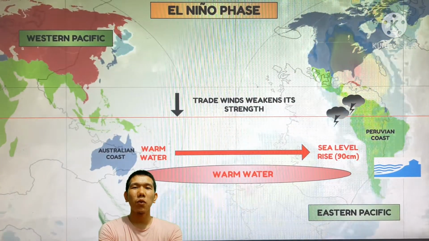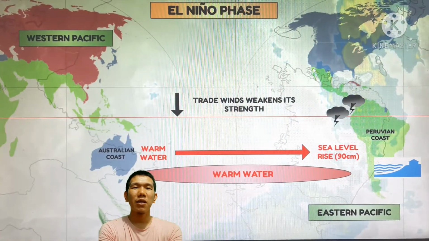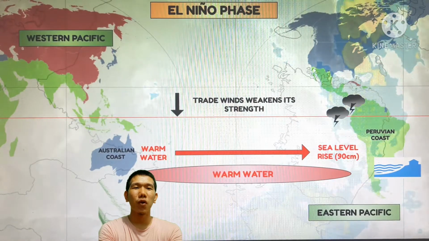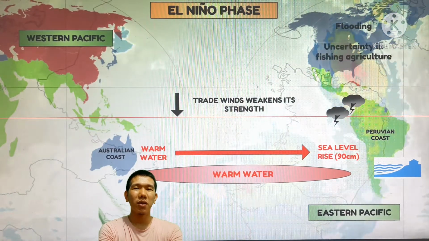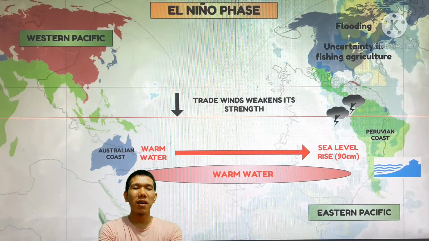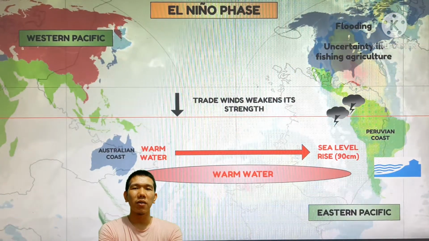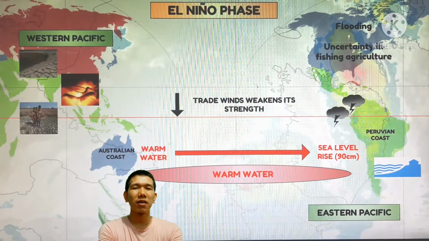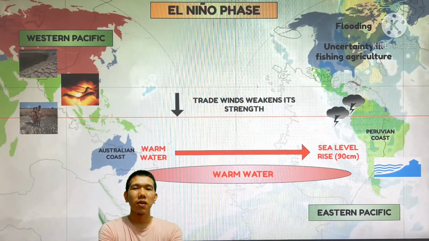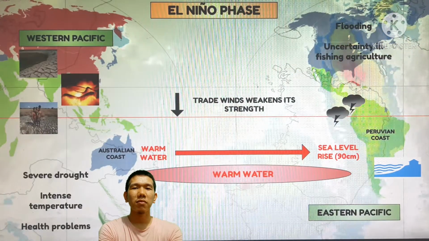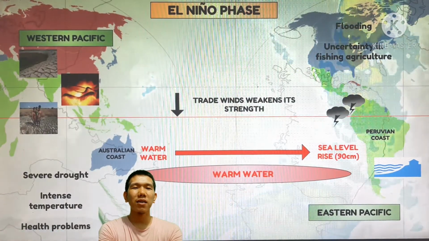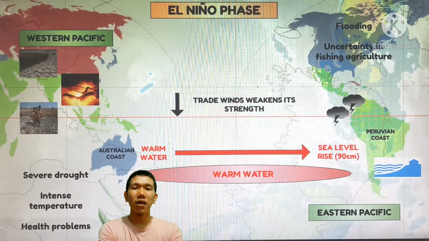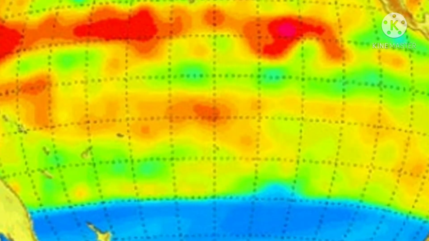Same scenario when warm water is accumulated in the Peruvian coast, it starts to have moisture which forms clouds with rainwater, and eventually causes a huge amount of rainfall that brings a lot of flood, uncertainty in fishing, and so on. While in the Australian coast, it is now facing drought, temperature rise, and health problems.